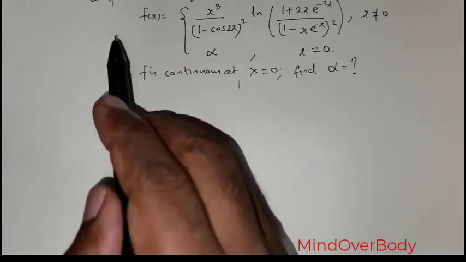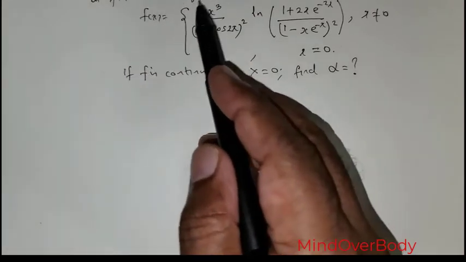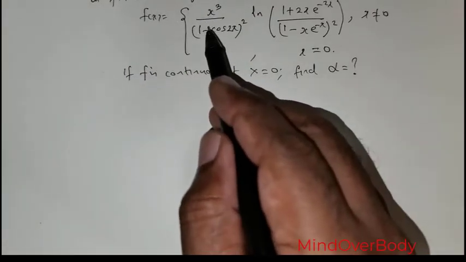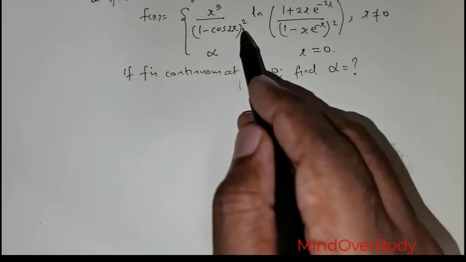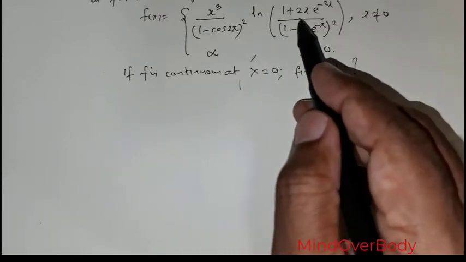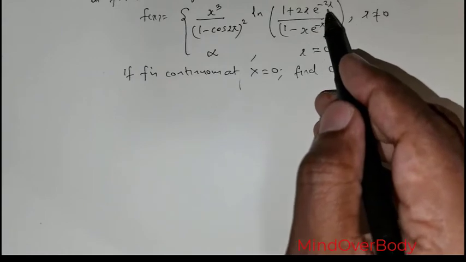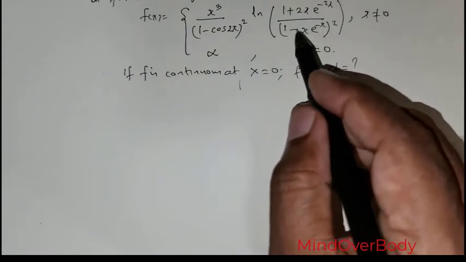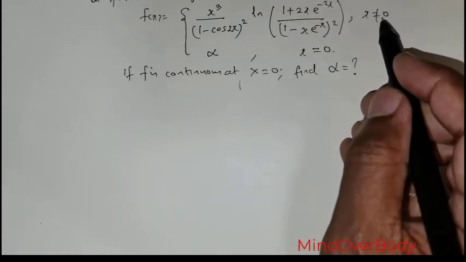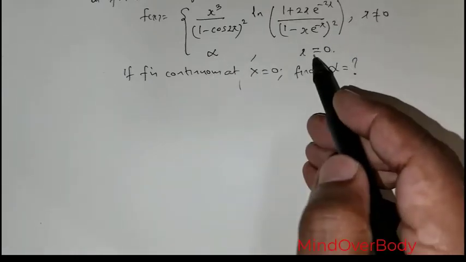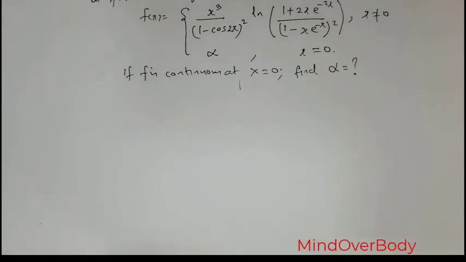Students, we are given this question. The function is defined as f(x) = x³ over (1 − cos 2x)² times ln of (1 + 2x)e^(−2x) over (1 − x)e^(−x) squared, for x not equal to 0. And for x equal to 0, it is given to be alpha.